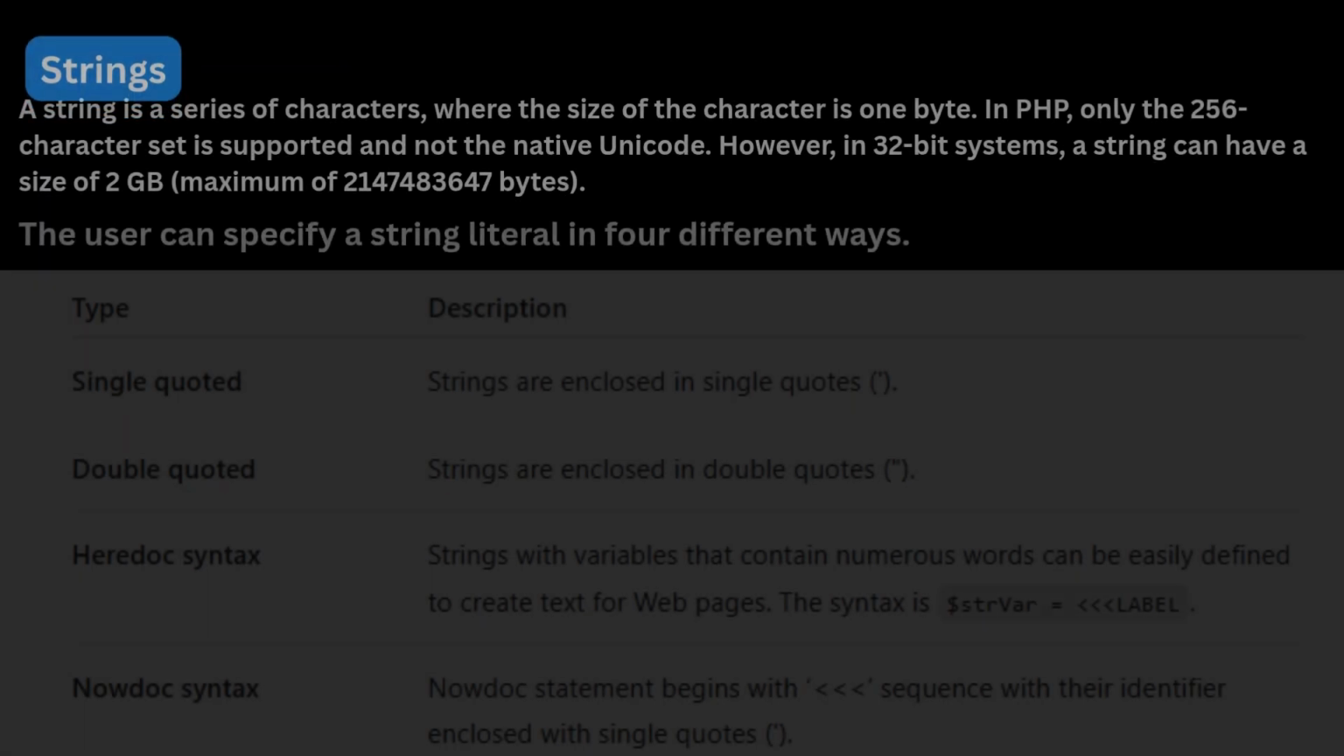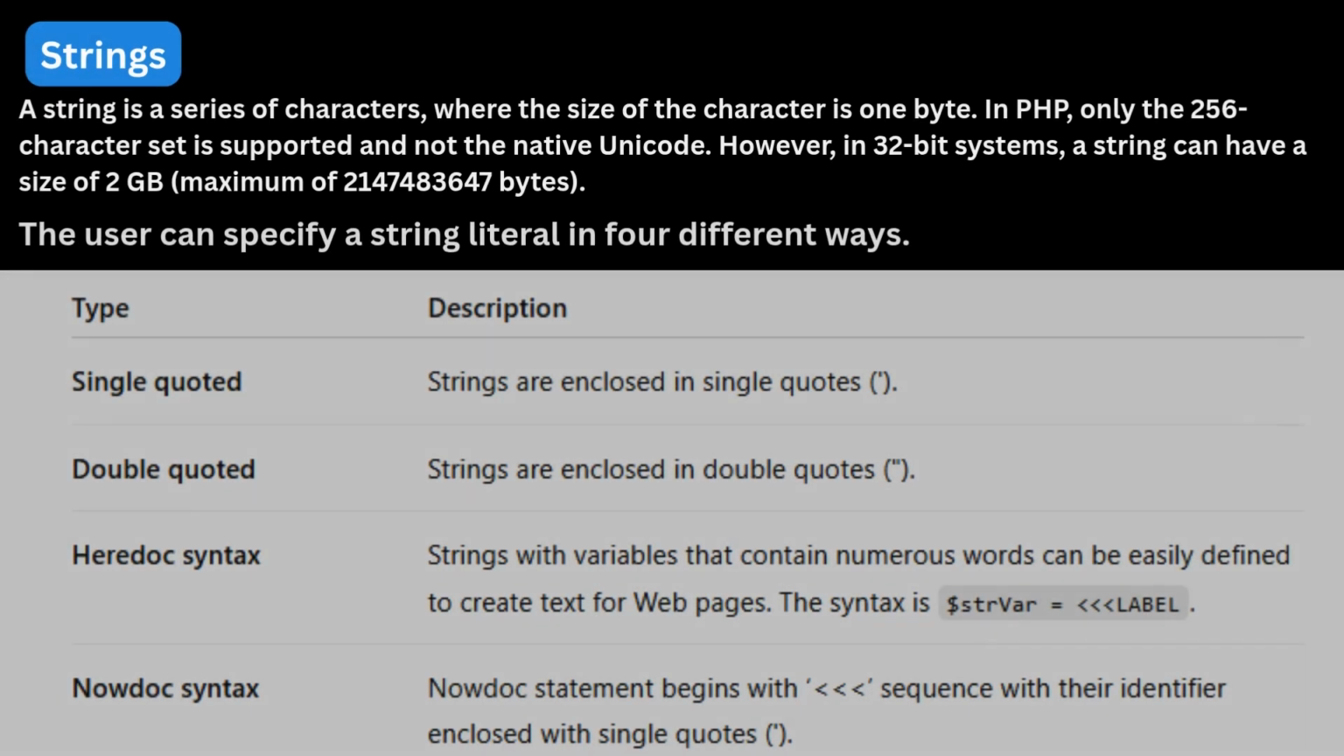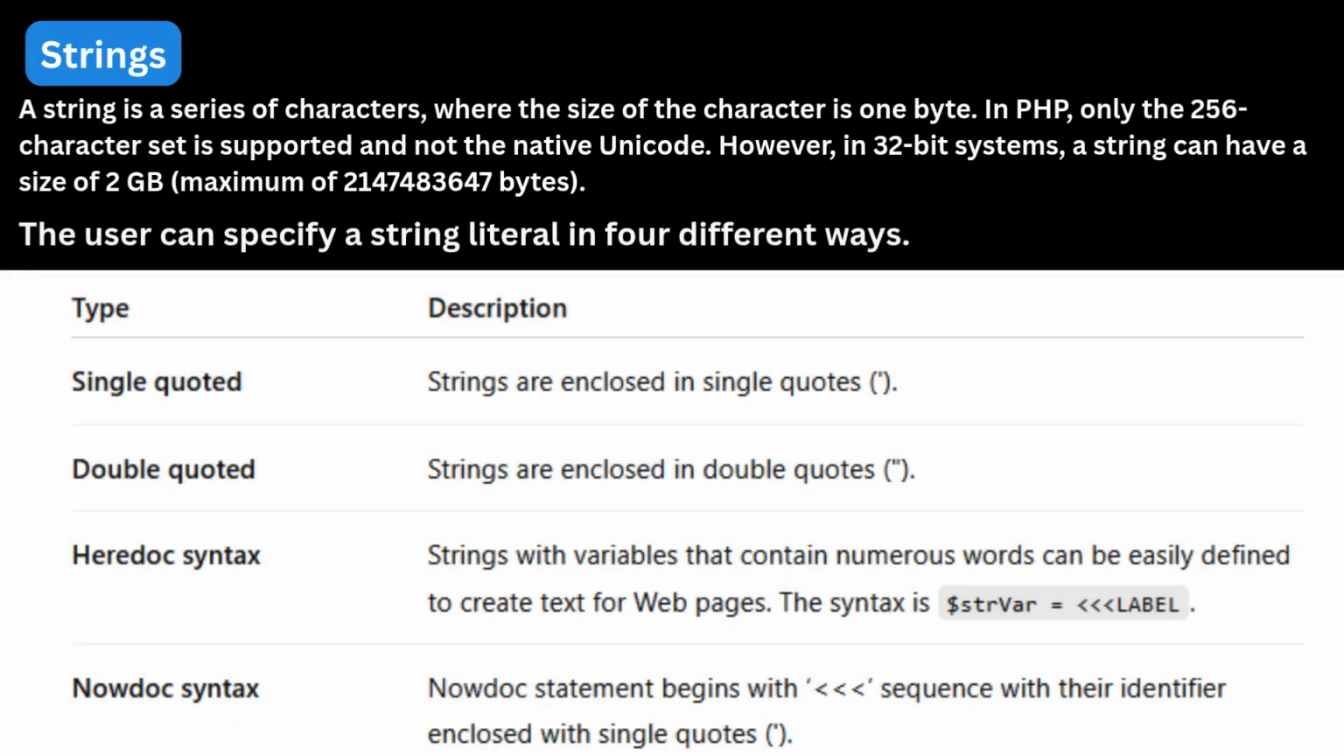Now that we've covered the null data type, let's move on to one of the most commonly used data types in PHP, the string. A string is simply a sequence of characters, like letters, numbers, or symbols enclosed within quotes. In programming, strings are mainly used to represent textual information, such as names, messages, or sentences. For example, when you print text like "Hello World" or "Welcome to PHP," you're using a string.